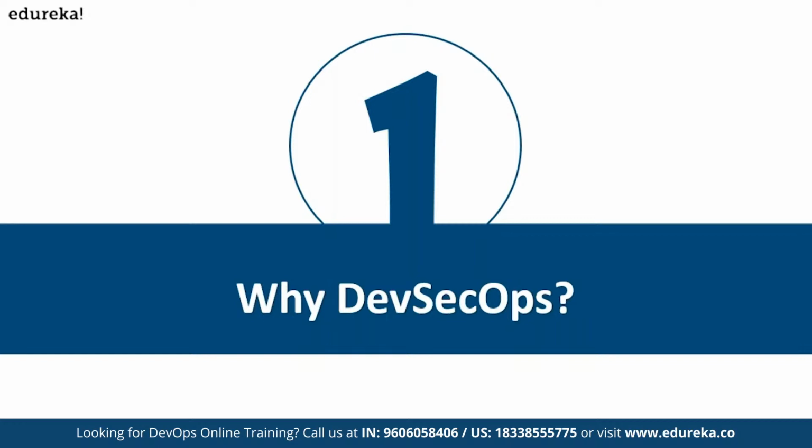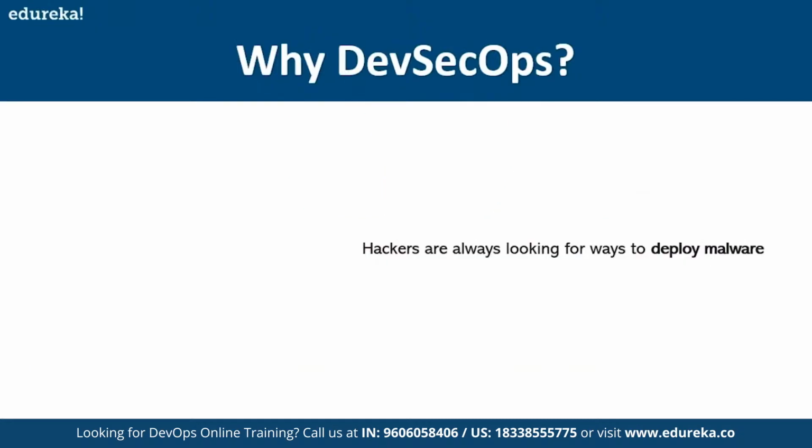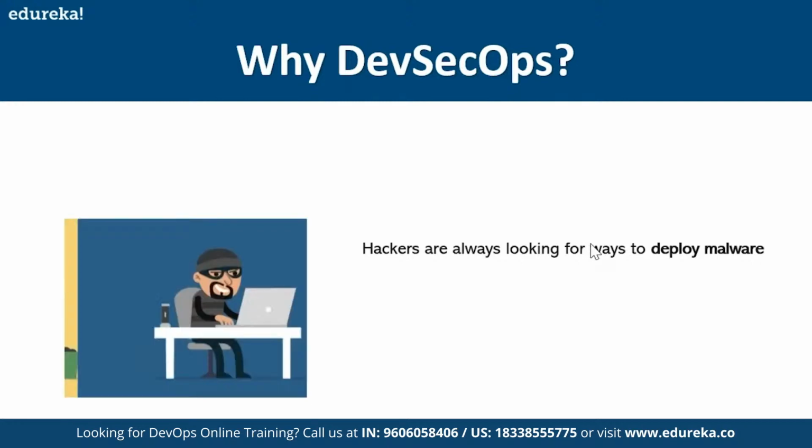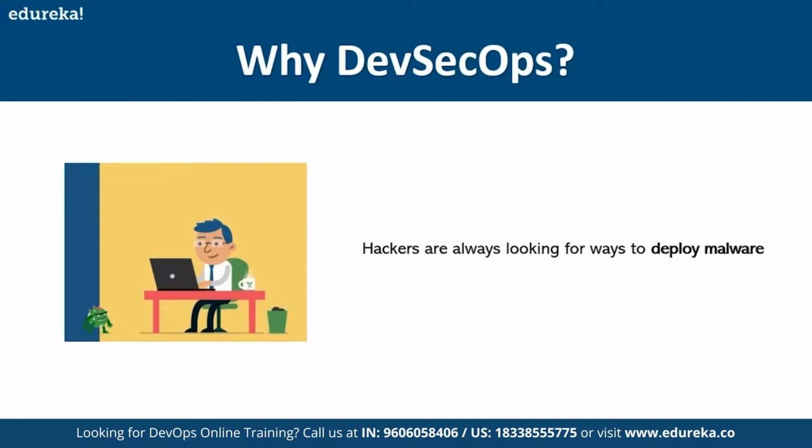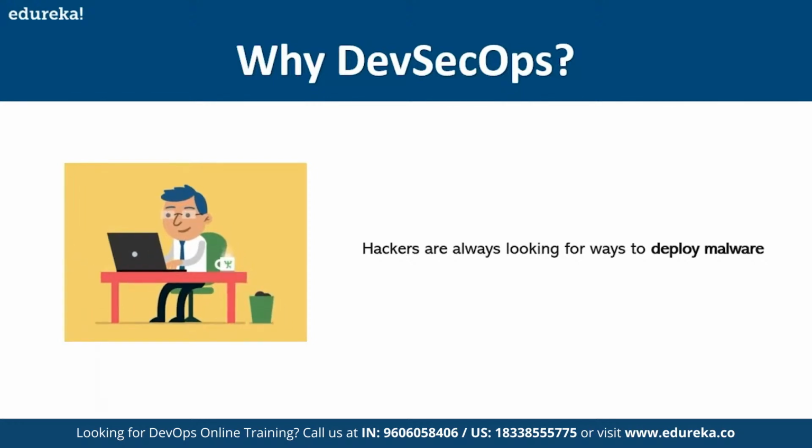Okay. So what is the definition of DevSecOps? What is it? So let us understand that. Now, what is the role of hackers? The hackers are always looking for ways to deploy malware in all the applications which we develop, right? This is the role of a hacker. As the role of a developer is to develop good software, the role of a hacker is to deploy malware.